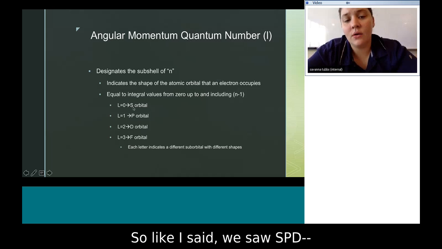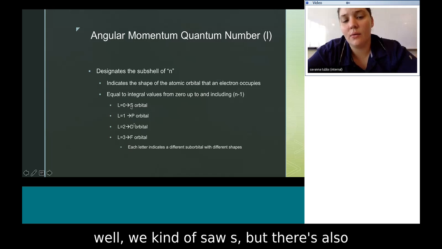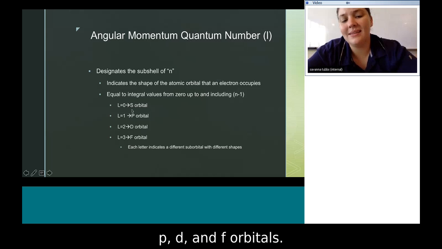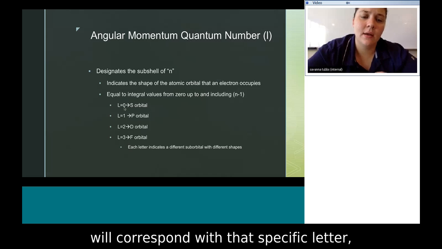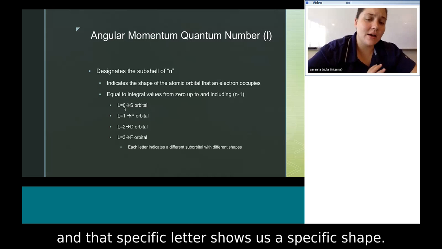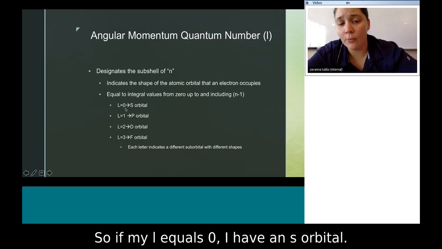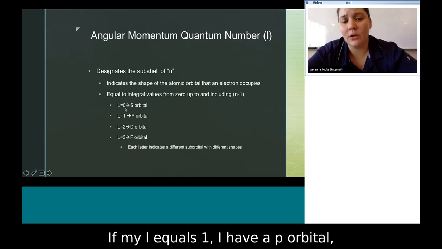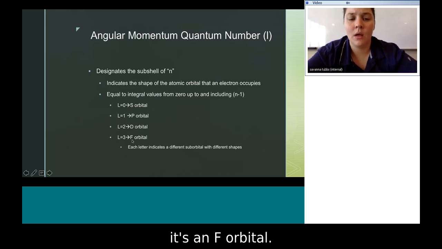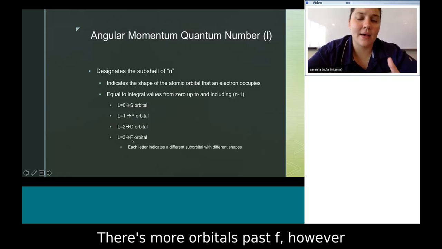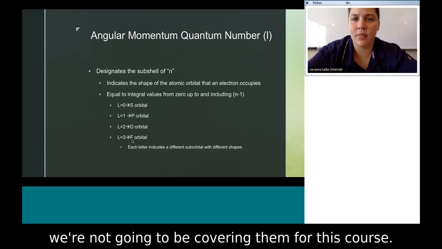We saw s, but there's also p, d, and f orbitals. Whatever our l value is will correspond with a specific letter, and that specific letter shows us a specific shape. So if my l equals 0, I have an s orbital. If my l equals 1, I have a p orbital. If my l equals 2, a d orbital, and if my l equals 3, it's an f orbital. There are more orbitals past f, however, we're not going to be covering them for this course.